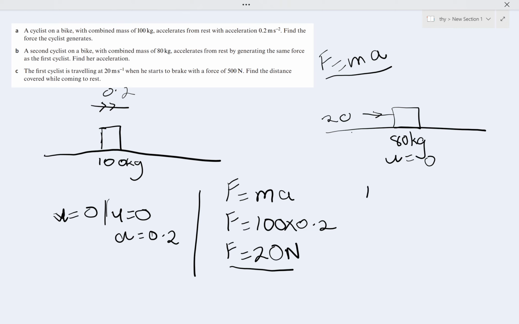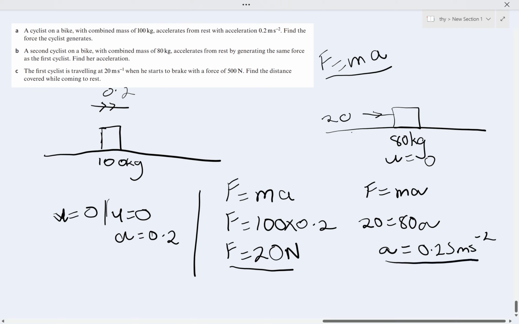Force is equal to mass times acceleration. This time we know the force: 20 is equal to 80 times a. If we divide through by 80, a will be equal to 0.25 meters per second squared. And this makes sense. The second cyclist has a lower mass and a higher acceleration. The first cyclist is 100 kilograms and has a lower acceleration. With the same force acting on two different masses, the smaller mass will have the greater acceleration.